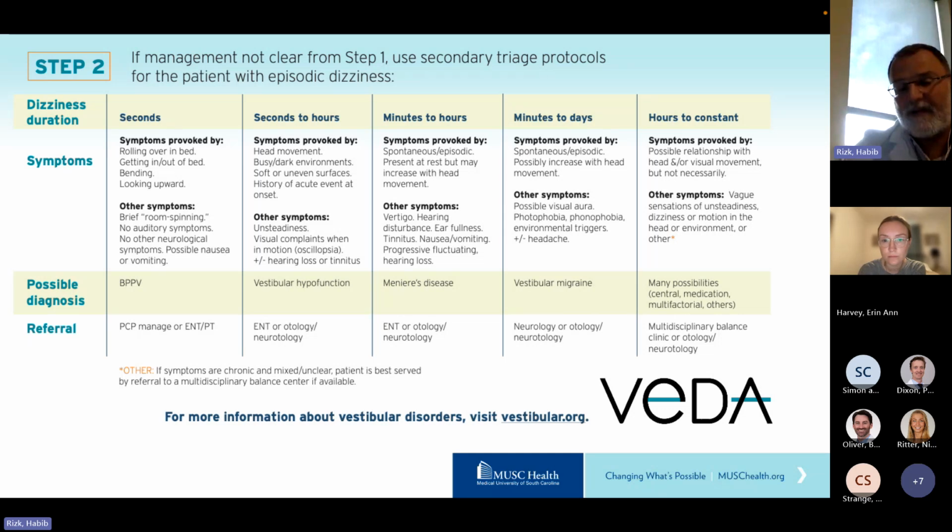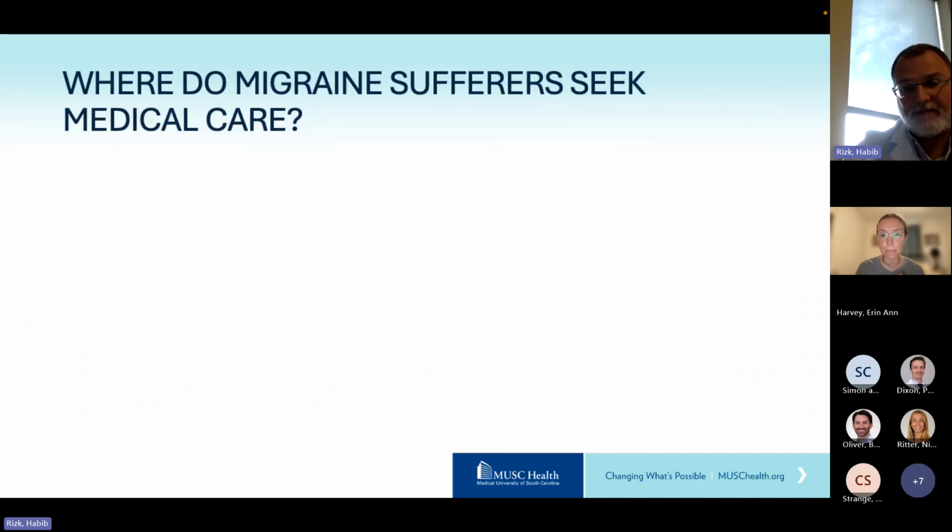Also, vestibular migraine can be a comorbidity of various of those things. You can have BPPV with vestibular migraine. You can have it with Meniere's disease or with hypofunction. So keeping a broad differential and making sure we're not missing one other vestibular morbidity is extremely important.